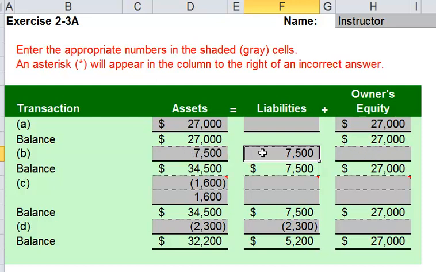$7,500 equals $7,500 plus 0. And then when it also balances here, it's going to be equal. Now the full equation, $34,500 equals $7,500 plus $27,000.